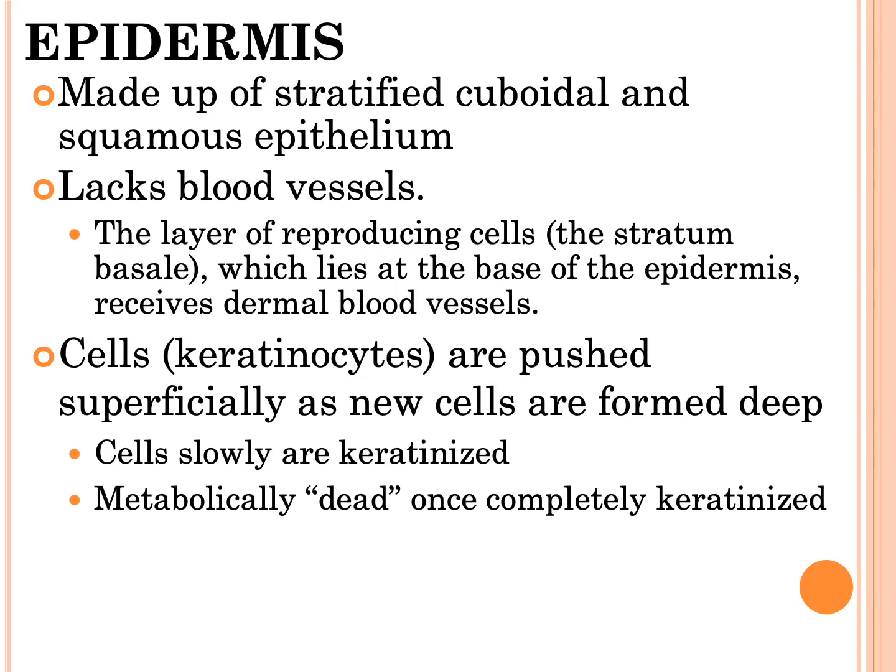So the first layer that we're going to look at is the epidermis. The epidermis is made up of stratified cuboidal and squamous epithelial cells. It lacks blood vessels as we get away from the deepest layer, or stratum basale. The stratum basale is a rapidly dividing layer of epidermal cells.